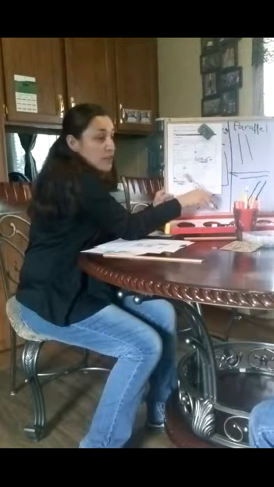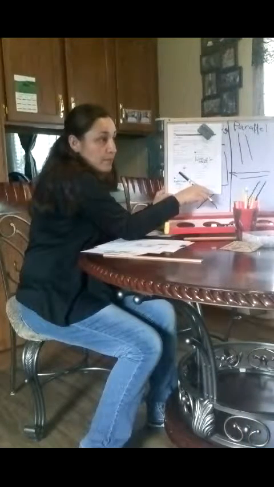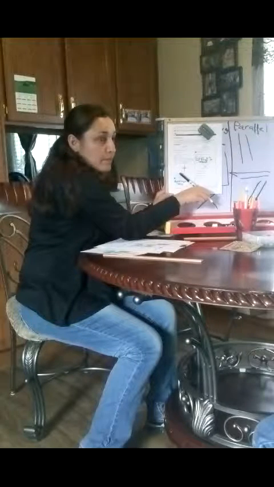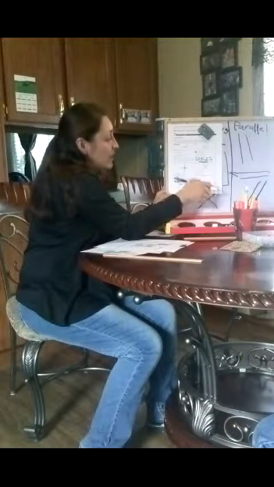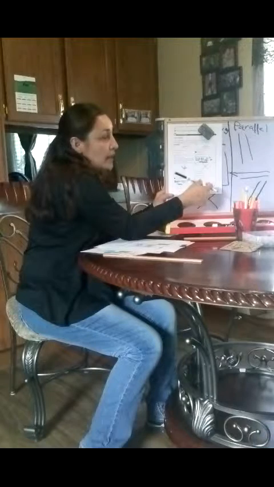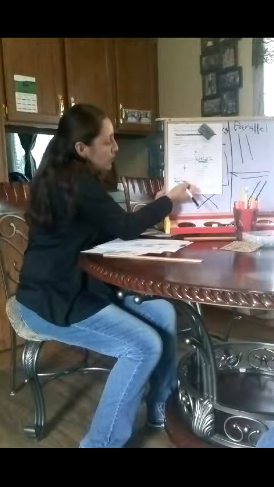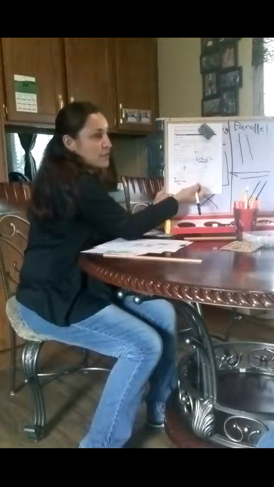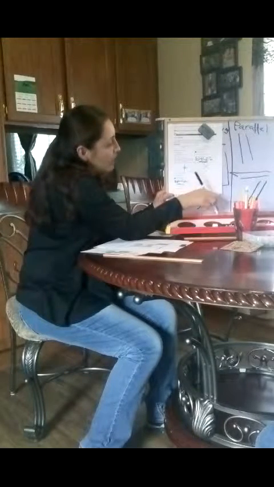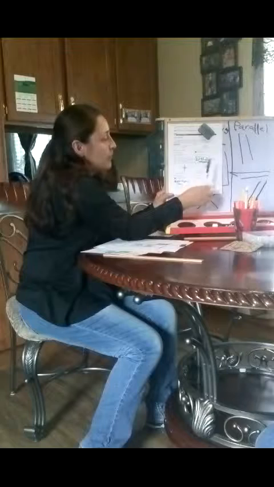Could this also be an intersecting line? Intersecting, yes. Great. Now, perpendicular lines are a type of intersecting line, but it's specifically asking you for a perpendicular line because it shows you that it makes a right angle, right? Okay, let's go on to C.